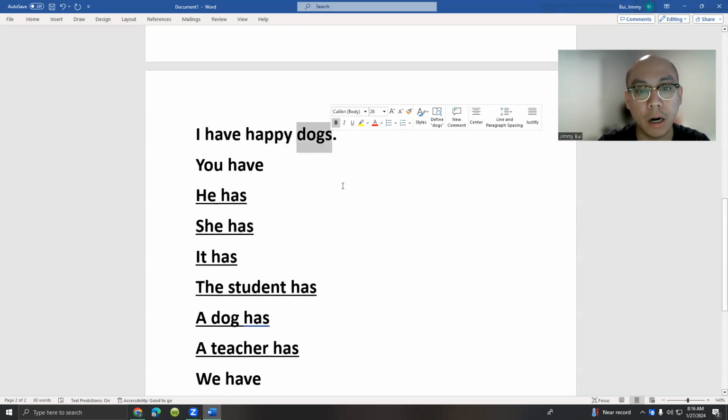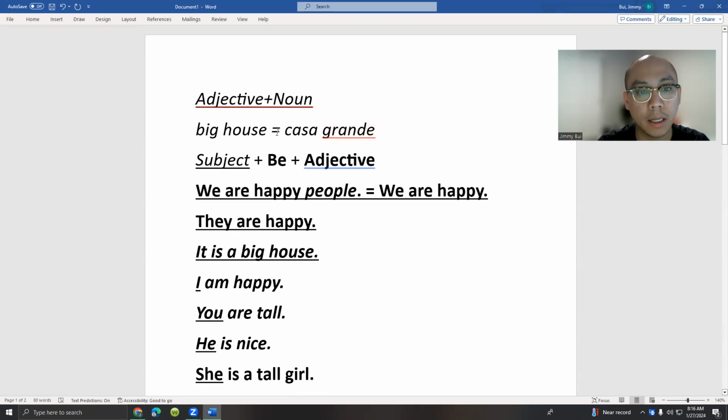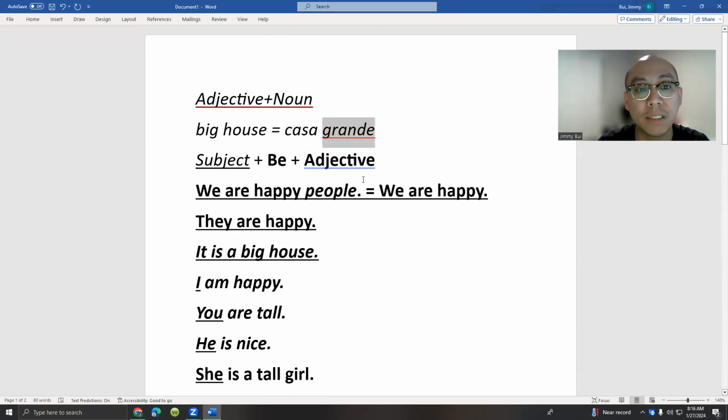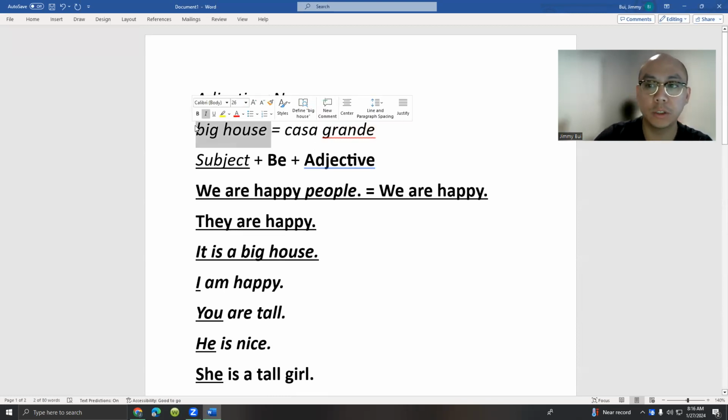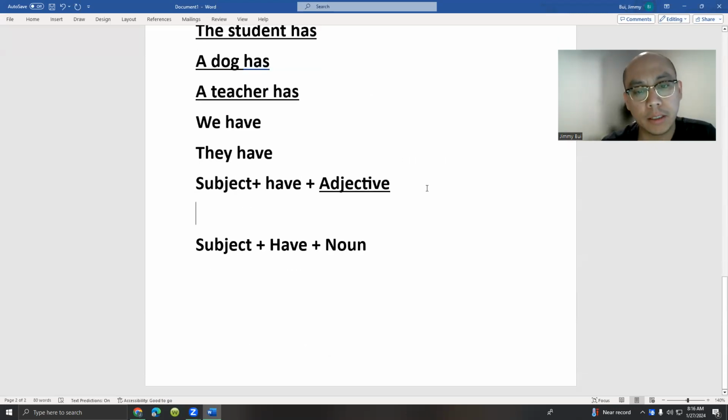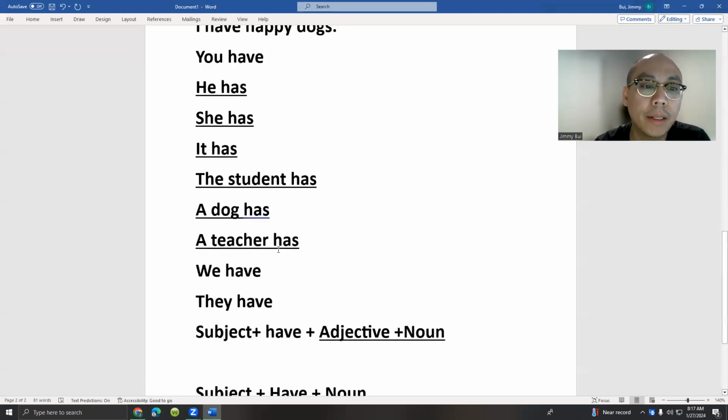Happy explains dogs, such as in this example, Casa Grande, right? Grande explains casa, or in Spanish, and I know this might not be your language, but for demonstration, this word is an adjective and it means big in Spanish. Casa means house. Most languages follow this format where the noun comes first and then the information comes after. In English, we switch it around, right? So the adjective comes first. So again, subject, have, plus adjective, plus noun. Okay, I have happy dogs.